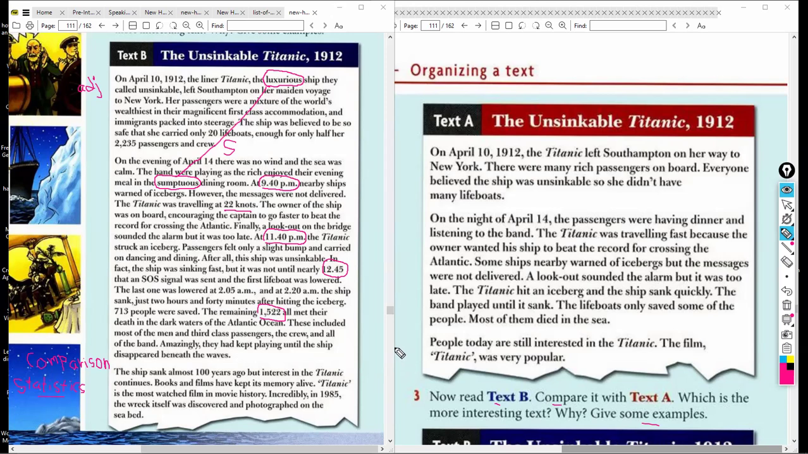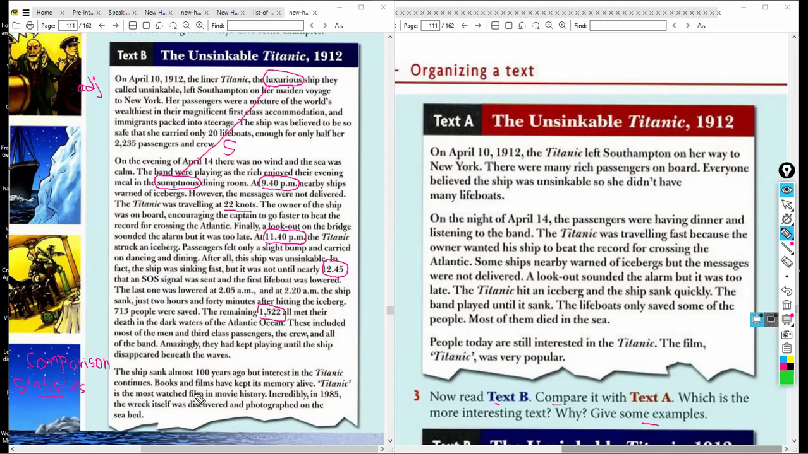Do you need help? They said also the ship sank almost 100 years ago, but interest in the Titanic continues. Which line, Rashid? I want to make it a little easier. The first sentence of the final paragraph.